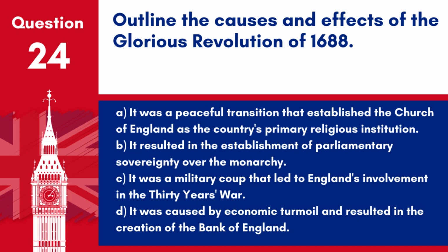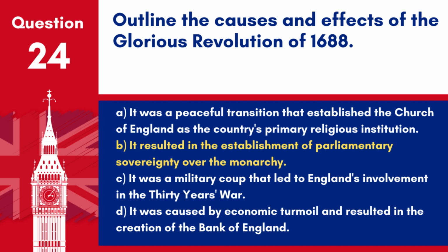A. It was a peaceful transition that established the Church of England as the country's primary religious institution. B. It resulted in the establishment of parliamentary sovereignty over the monarchy. C. It was a military coup that led to England's involvement in the 30 Years' War. D. It was caused by economic turmoil and resulted in the creation of the Bank of England. Answer: B. It resulted in the establishment of parliamentary sovereignty over the monarchy.